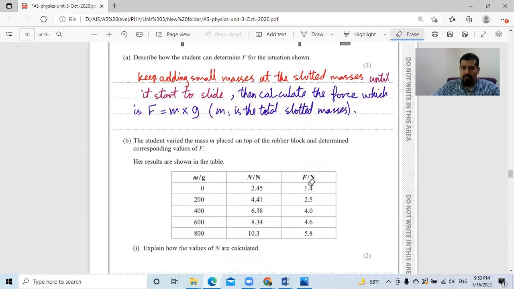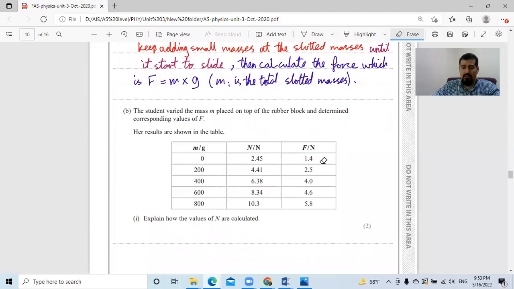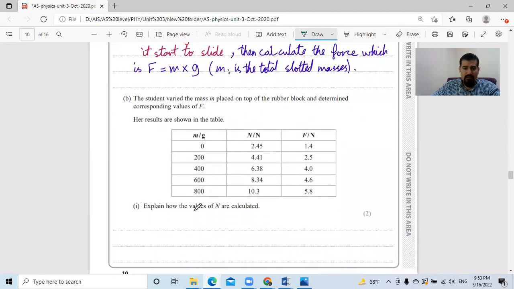And this is the normal reaction force. Using W equals mg, the normal reaction equals both masses multiplied by gravity acceleration, and the force is found by doing the experiment with the slotted masses. Then what they ask here is: explain how the values of N are calculated.